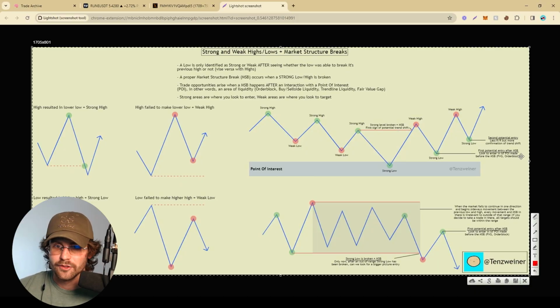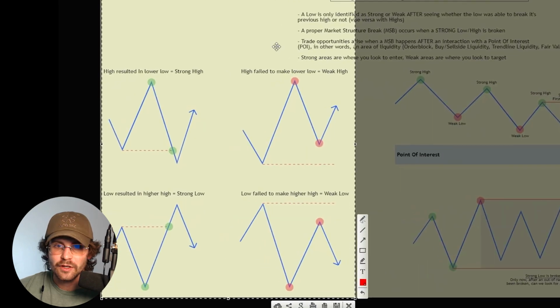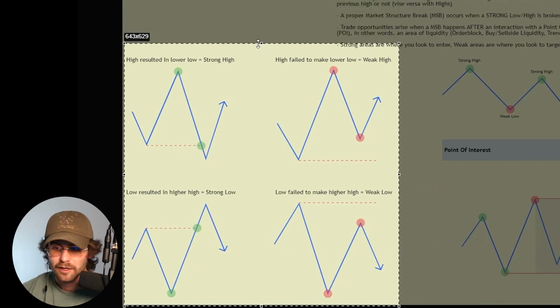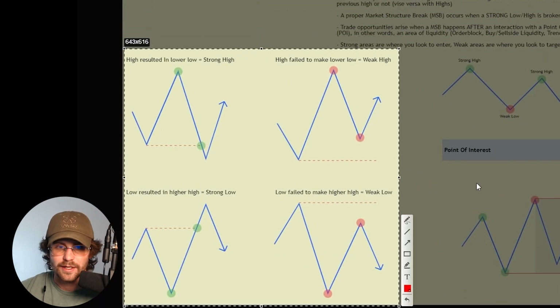So let's quickly get into the definitions of all of these ideas so you get a better idea of what market structure means and how to define a strong or weak level. First thing we're going to do is far left over here, right? What does it mean to be a strong high? Well, simply put, it is a high that produces new lows.